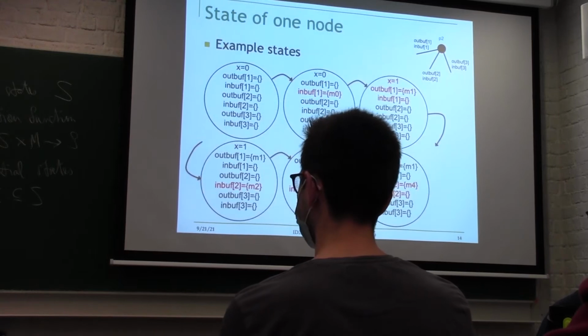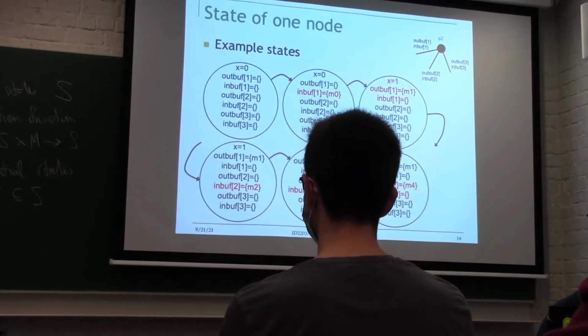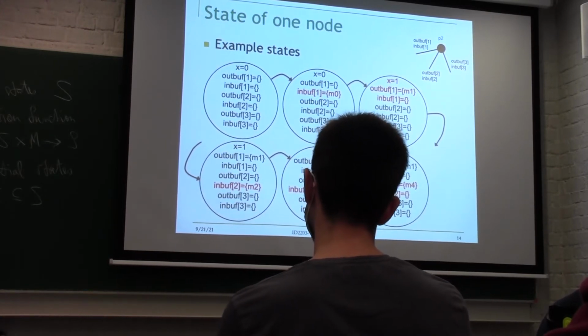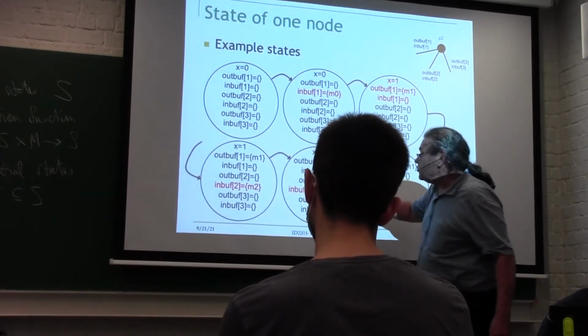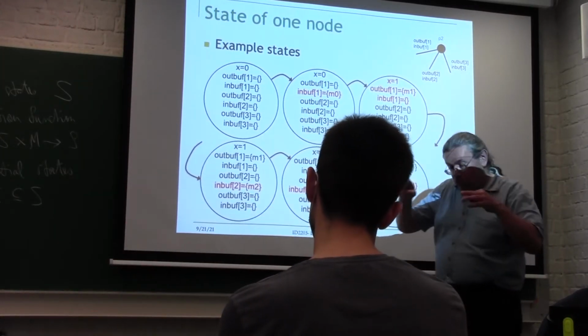Excuse me? Yes? How do we decide if we treat 2 incoming messages? Why is it 1 state change and not 2? Ah, so there's some kind of non-determinism here. The messages are actually coming in, so it's interleaved.